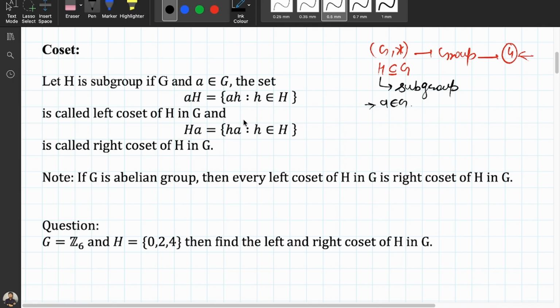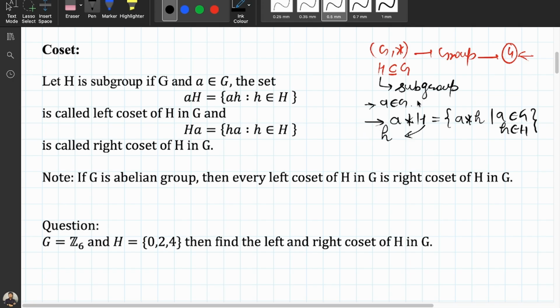If any element a belongs to the group, and I take the operation a star h, where whatever the element of H, I'm just calling it h, it is nothing but a * h, where a belongs to G and this h belongs to H. This set is known as a coset.